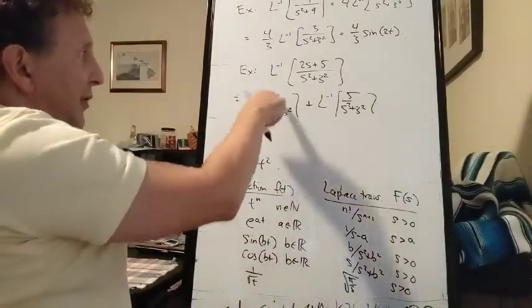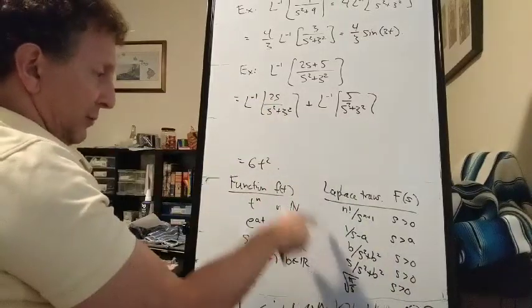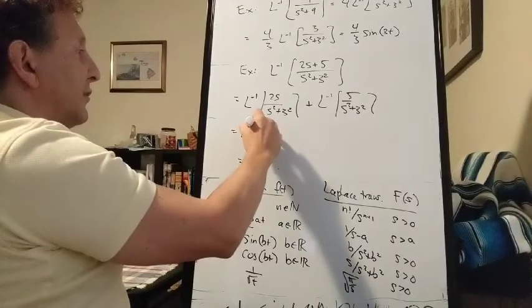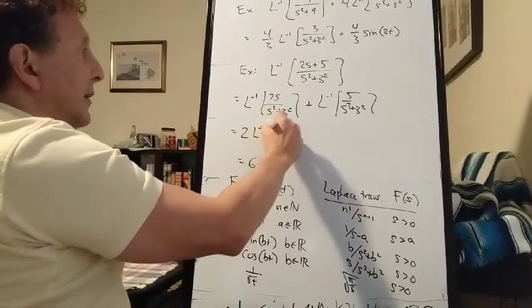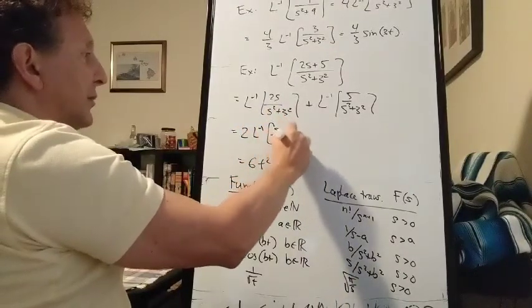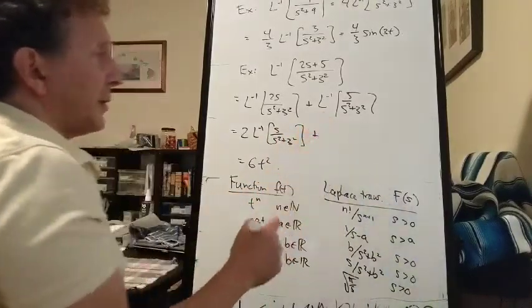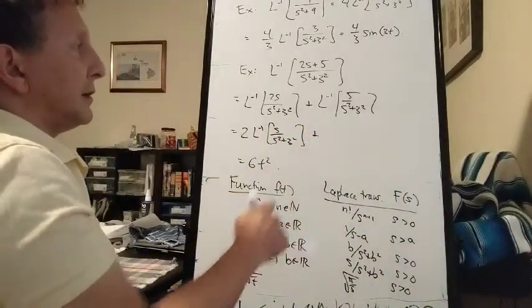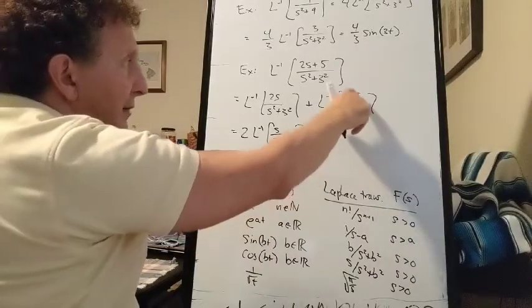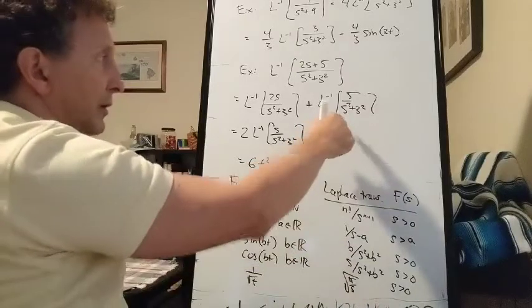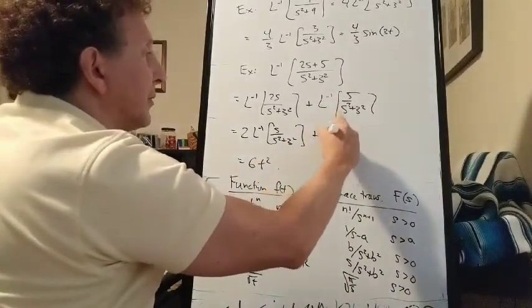Alright, now we have an entry for s over s squared plus 3 squared, but without the 2. So let's take the 2 out. And then that's 2 L inverse s over s squared plus 3 squared. And then how about here? So here I wish I had a 3 for my number in the numerator, because then it would be 3 over s squared plus 3 squared. So let me take the 5 out.